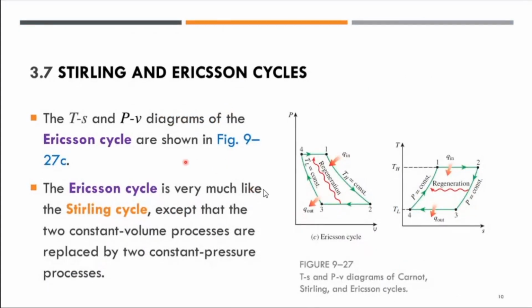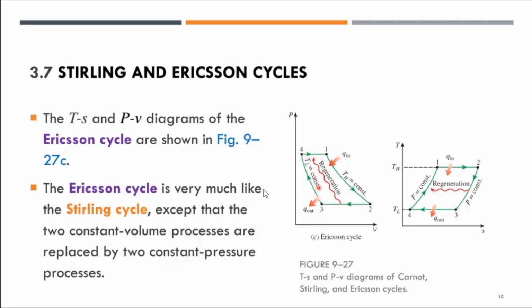So now we look into the Ericsson cycle. Okay, so the same figure 9.7, I extracted the Ericsson cycle PV diagram and TS diagram. In this cycle, we can see the Ericsson cycle is very much like the Stirling cycle, except that instead of having constant volume processes, it is now replaced by the constant pressure processes.